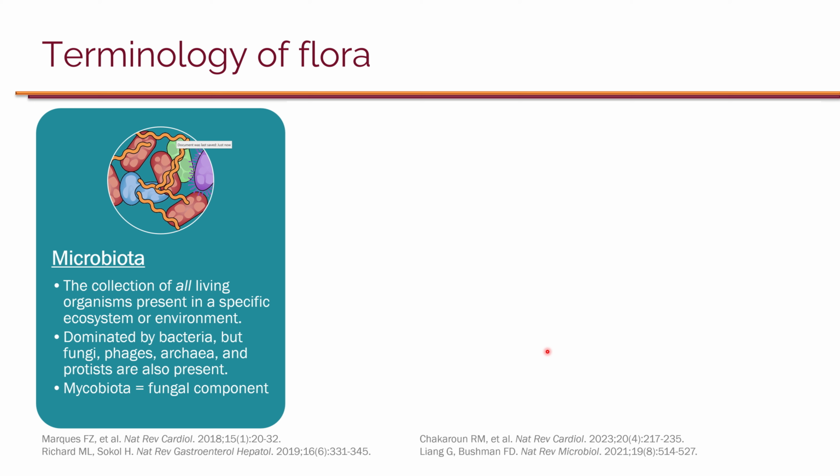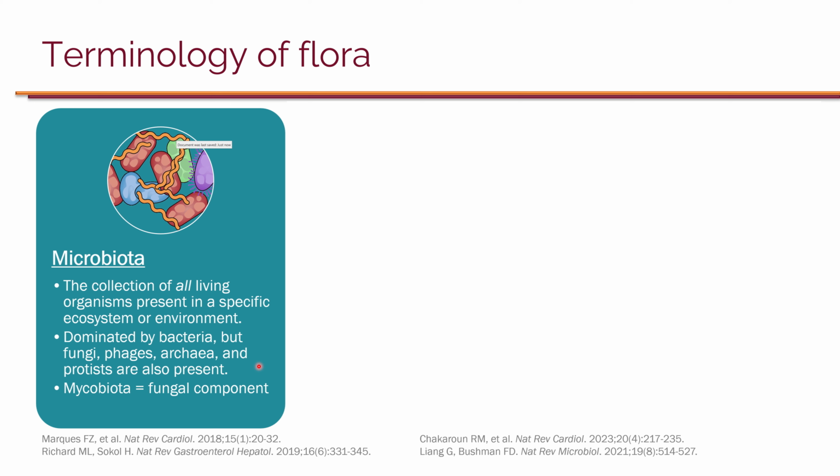Let's take a look at some terminology of human flora. So the first concept is microbiota. Microbiota refers to the collection of all living organisms present in a specific ecosystem or environment. So for example, the gut microbiota refers to all living organisms living in the human gut. And while dominated by bacteria, microbiota does include fungi, phages, archaea, and protists. And sometimes you may hear the term mycobiota, and that's specifically referring to the fungal component of microbiota, which is an emerging field in microbiota research.